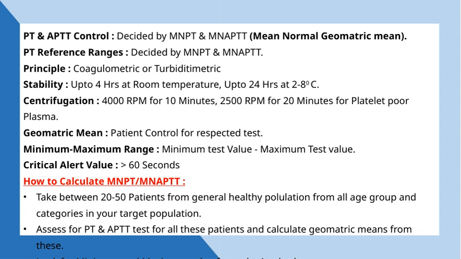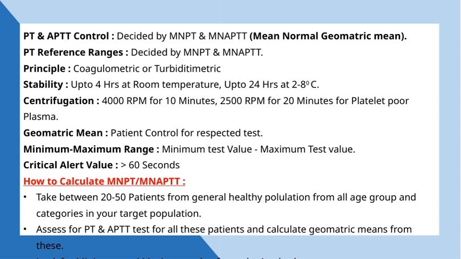The geometric mean, or GM, refers to the patient control for each specific test. It helps us normalize the data and account for variability. When we talk about the minimum and maximum range, we're referring to the range from the lowest to the highest test value observed in the population. A critical alert value is anything above 60 seconds. If a patient's test exceeds this, it signals a potential issue that requires immediate attention.